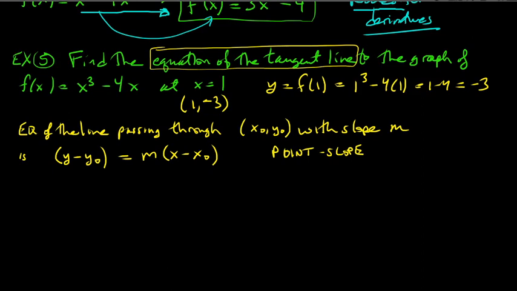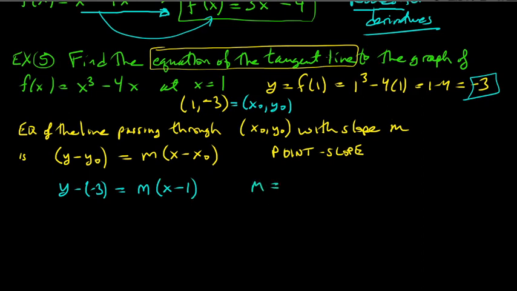Okay. So we're just going to plug in the specific values here. We know that x0 is 1, and y0, well, we had to find that, but that's just the negative 3. So we get y minus negative 3 is equal to, well, we haven't found m yet. And x0 was 1, right? So the hard part, of course, is finding m. So what's the slope of the tangent line?